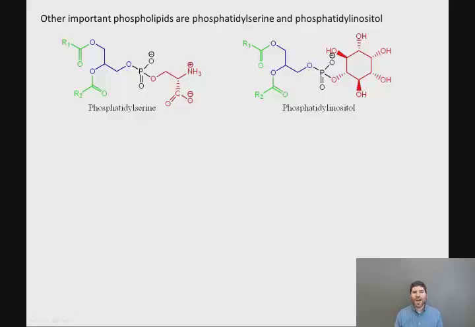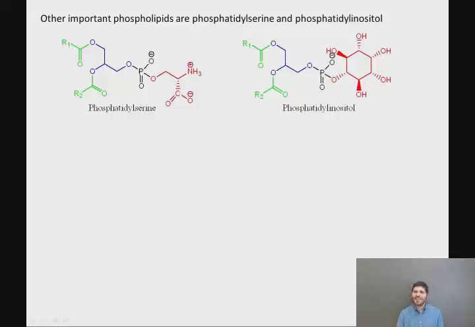Two other important phospholipids are phosphatidylserine and phosphatidylinositol. Okay, so serine is one of the 20 naturally occurring amino acids. It has an OH on it coming off of the side chain, and that OH can become bound to the phosphate. So I have the different pieces of this molecule color-coded. So in green are the fatty acid pieces, in blue are the glycerol pieces, black is the phosphate, and then red is the alcohol fragment that forms the phosphate ester, which in this case is serine.